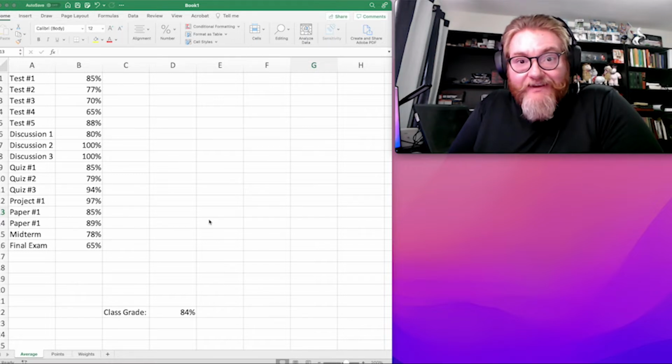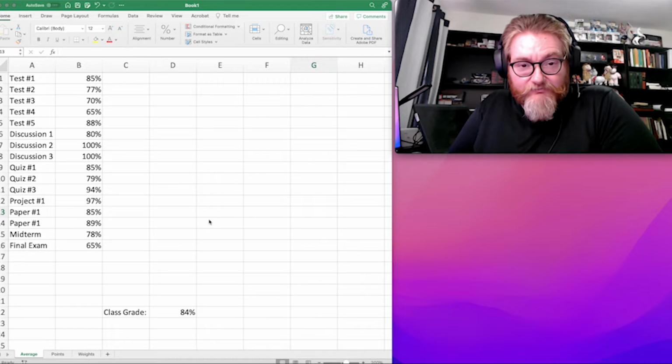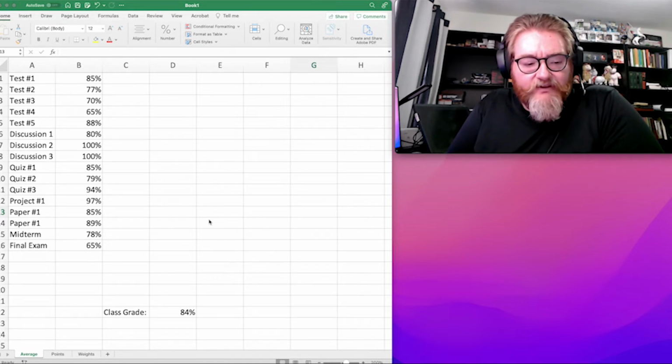The first one we're going to look at is a straight average. This is arguably the easiest one to compute. The second one will be a point system. Many colleges and universities are going to point systems to keep things quote-unquote easy, but again, there are pros and cons to any of these. And the last one is weights, which is by far the most complicated.